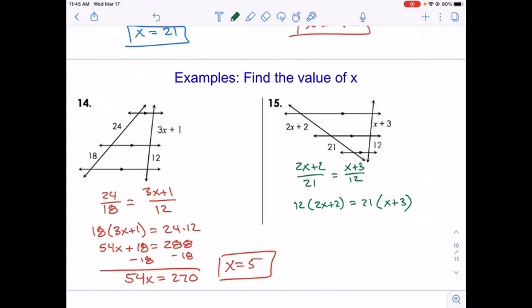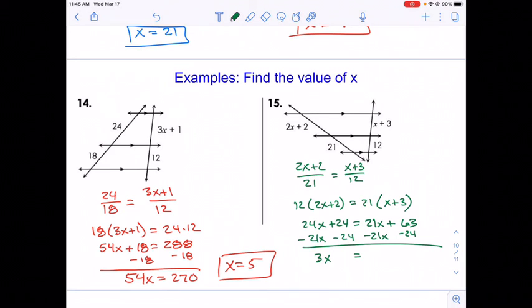Distribute 24x plus 24, 21x, and there we go, mixing things up again. 21x plus 63. So now we're going to subtract 21x. That's going to give us 3x. We're going to subtract 24. So 63 minus 24, that's going to give us 39. Divided by 3. X is equal to 13.